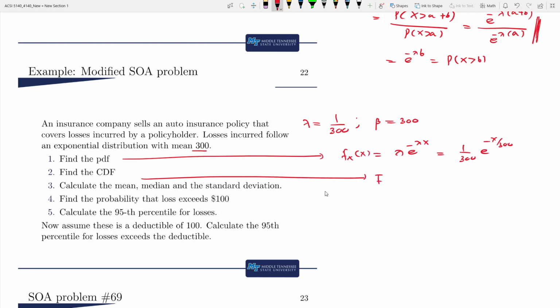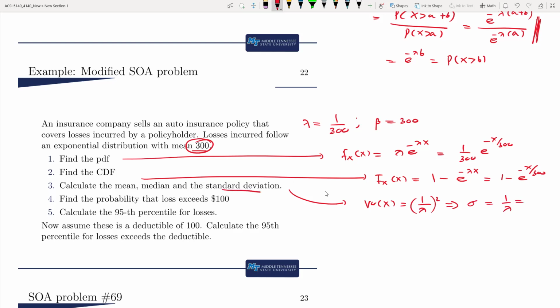CDF, you can check the previous slide, which gave you the CDF formula. So it's going to be 1 minus e to the power negative x over 300. Mean, we already know that it's 300. Variance is actually 1 over lambda squared. That implies that the standard deviation is 1 over lambda, which is 300.